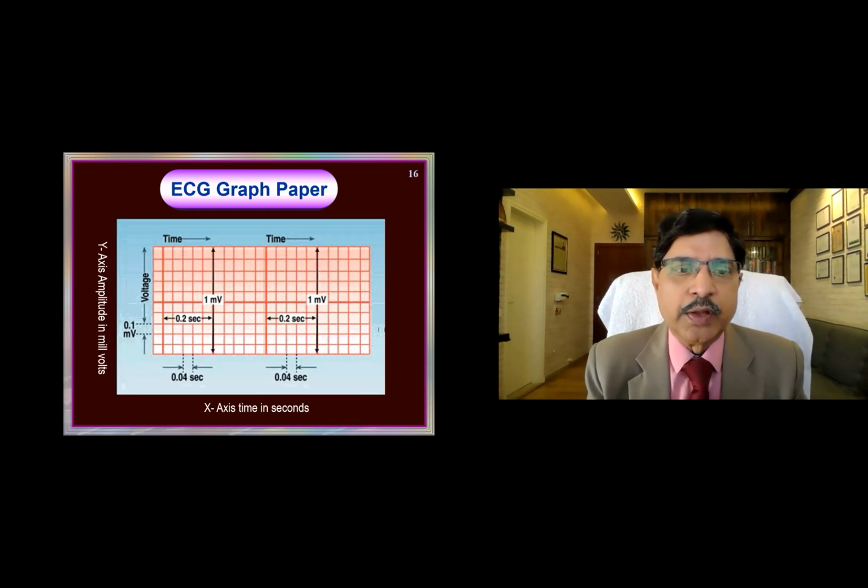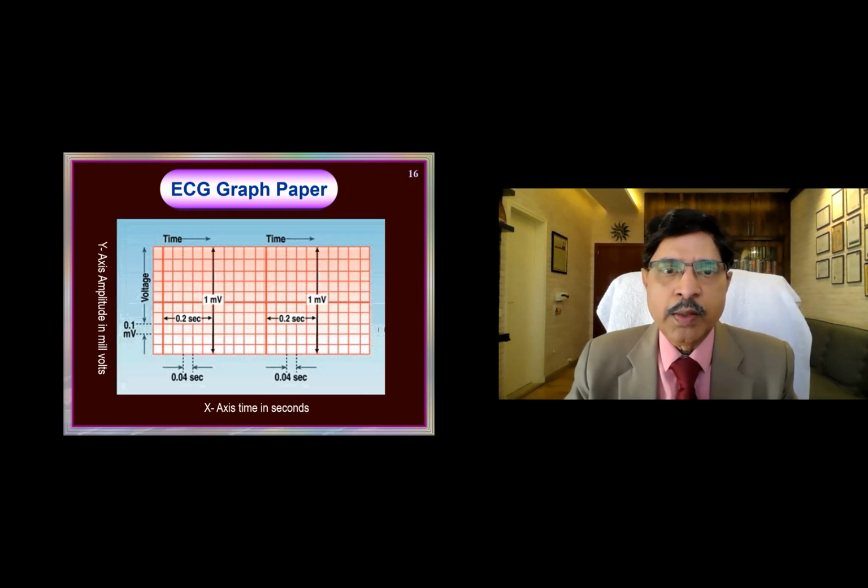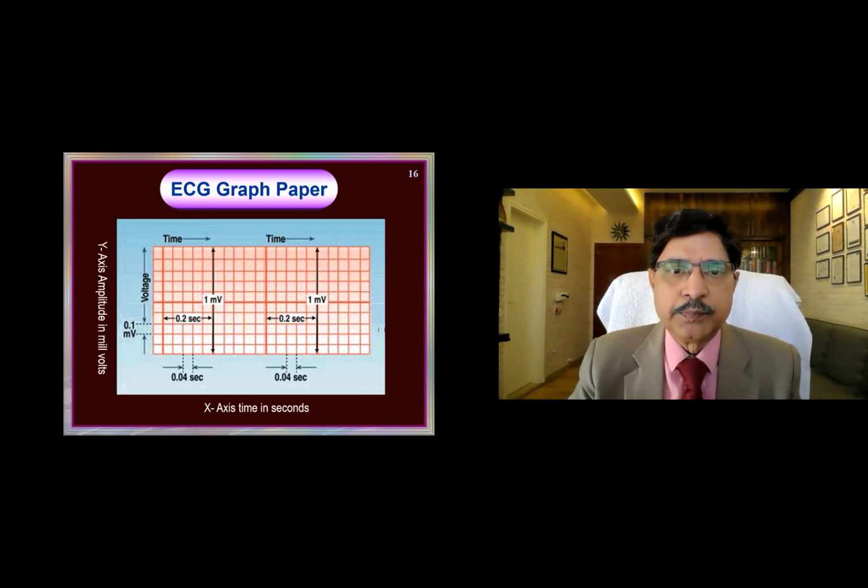So again, the x-axis is the time in seconds and the y-axis is the amplitude in millivolts recorded on the ECG paper. The paper more or less looks like this. You can observe that there are small squares with lighter colored lines, not heavy lines, light lines, and also you can see heavy lines there. There will be heavy horizontal and vertical lines, and there will be lighter lines also there.